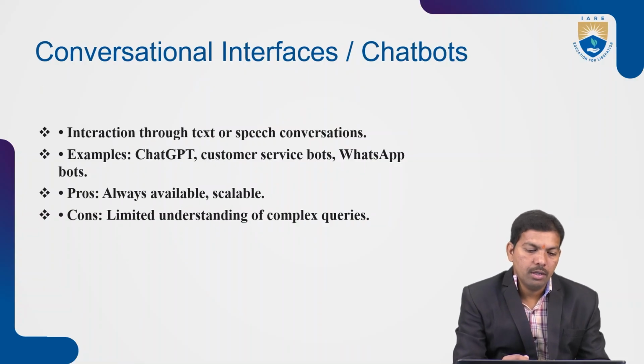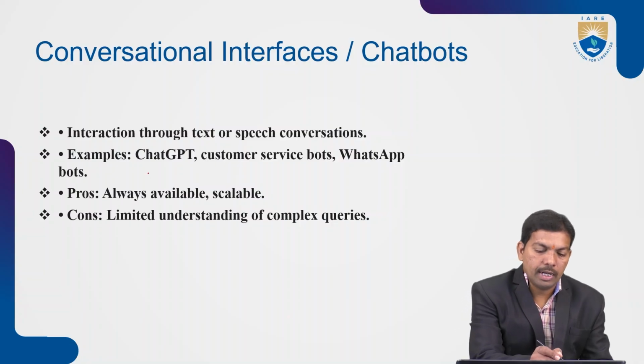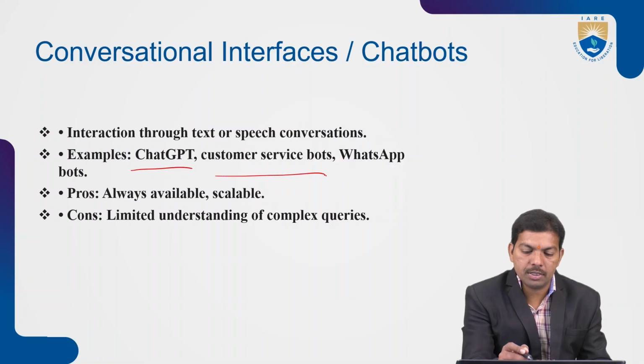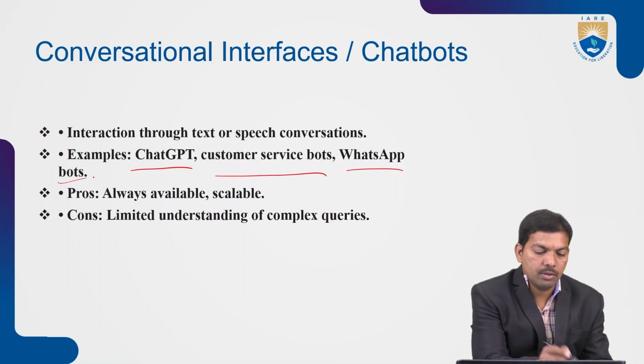Next one is conversational interface or chatbot. So what is a conversational interface or chatbot? It is interaction through text or speech conversations. We are interacting with the application or machine with the help of speech or text. An example is ChatGPT. This is very, very important. Nowadays all the students and everyone is using ChatGPT, customer service bots, and WhatsApp bots.